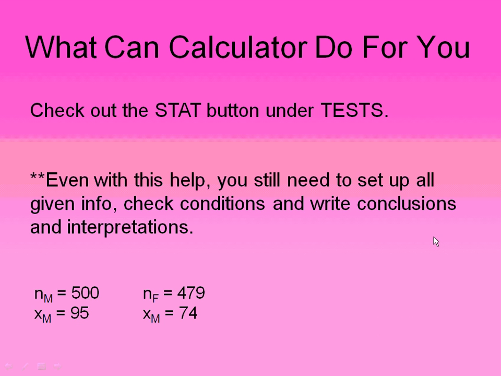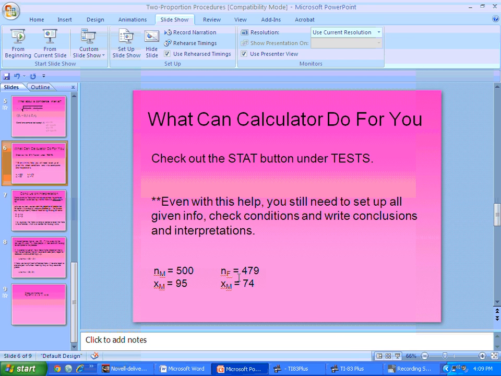What can the calculator do for you? We're going to allow it to do more for us than we have been right now. But even what I'm about to show you, you still have to be able to set up all the info. That means H0 and HA. You still have to check all your conditions, write them all out. You still have to write your two-part conclusions, interpretations. But what can the calculator do for us? Let's find out here.